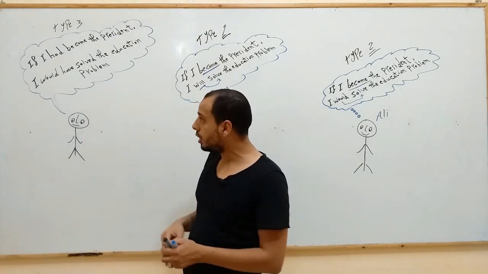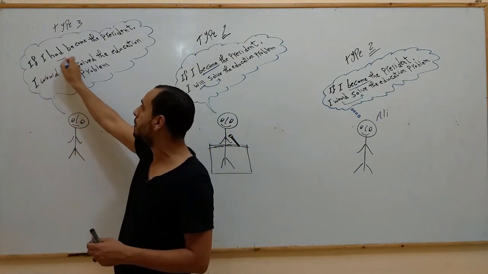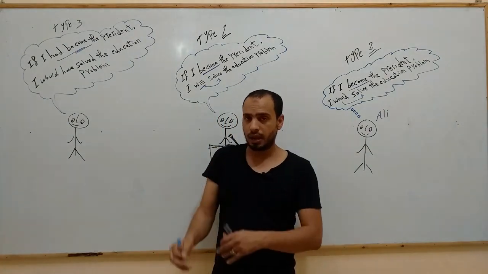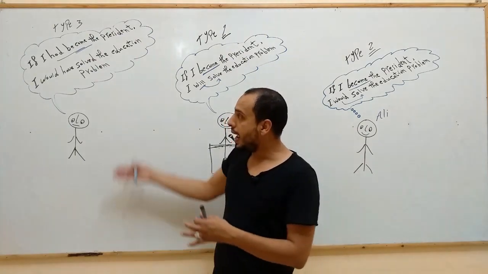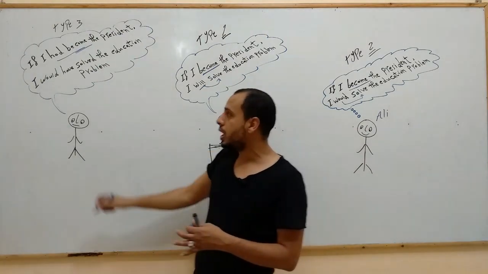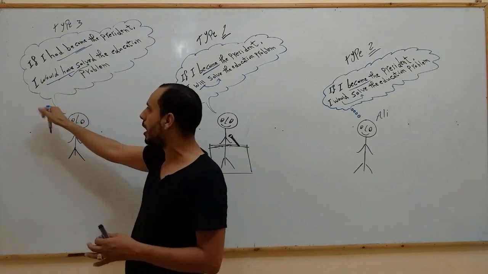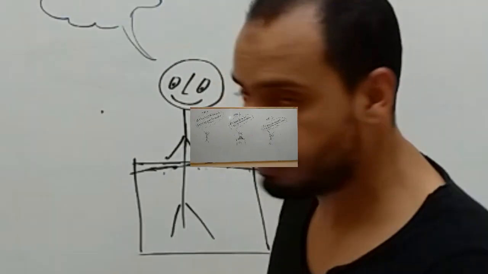You can also note that if-type 3 is if plus past perfect, had become. You know, past perfect is had plus past participle. So if I had become in the if clause, hence the main clause is would have plus past participle. I would have solved the education problem.